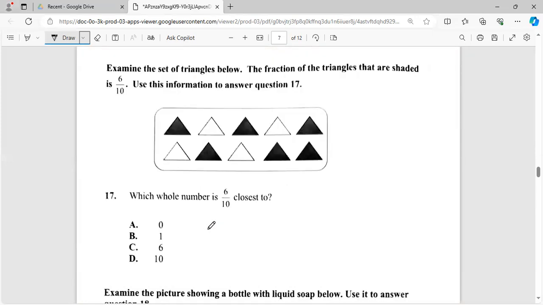Examine the set of triangles below. Use the fraction of the triangles that are shaded. The fraction of the triangles that are shaded is 6/10. Use this information to answer question 17. Which whole number is 6/10 closest to? Now 6/10 is closest to 1.